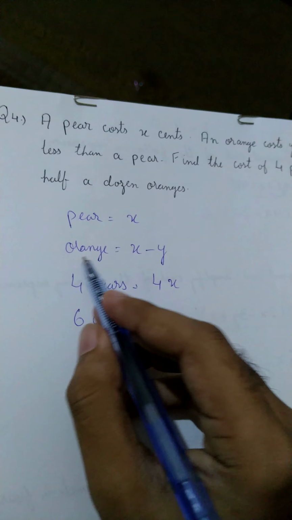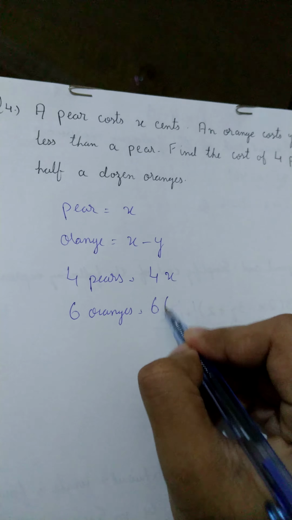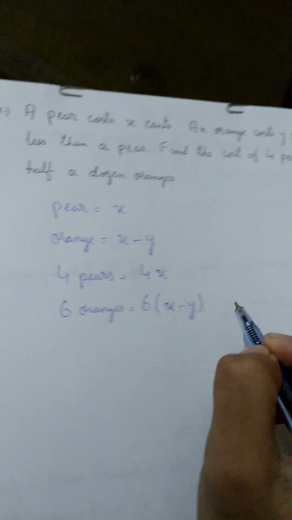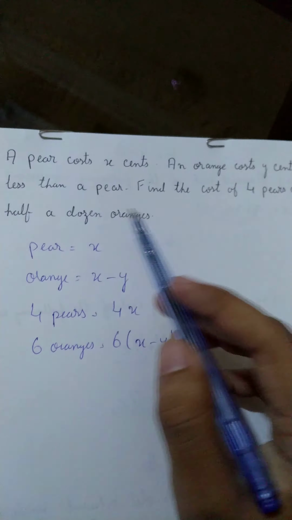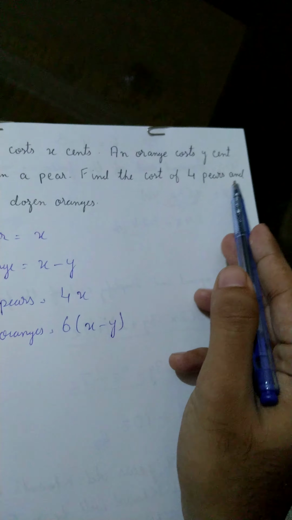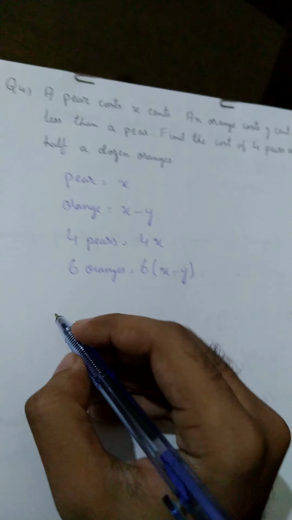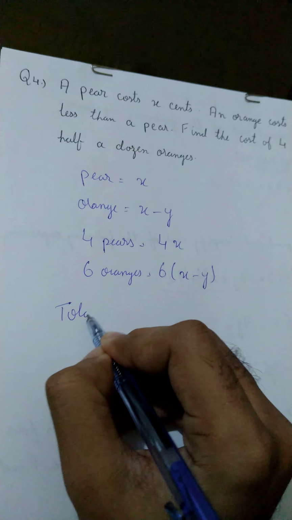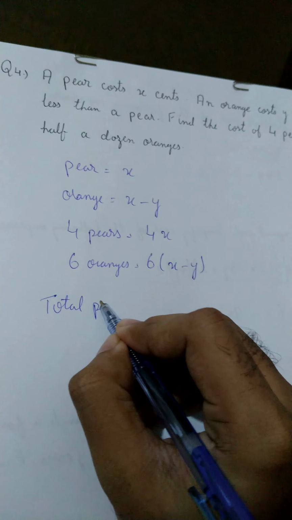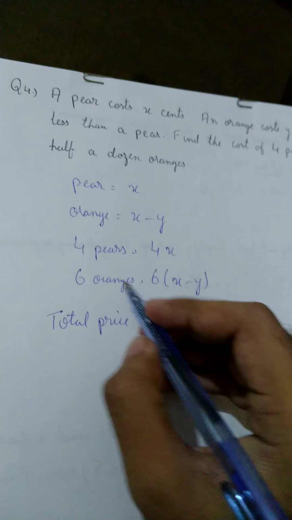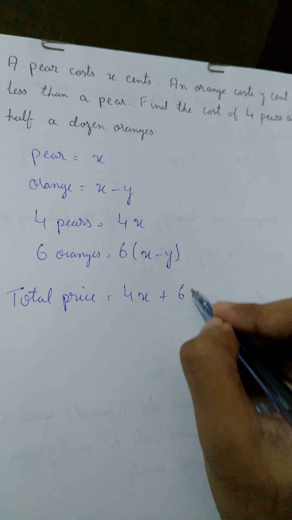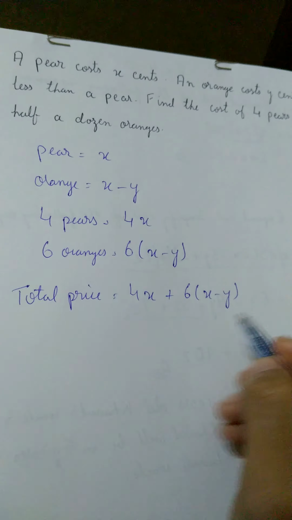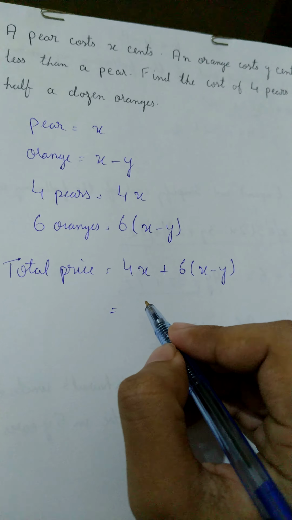I will simply multiply 6 with this value. So 6 times x minus y. In the question it is asked, find the cost of 4 pears and half a dozen oranges. So "and" means we have to add them. So the total price would be, I have to add these two values, 4x and 6x minus y. Now I can simplify this value.